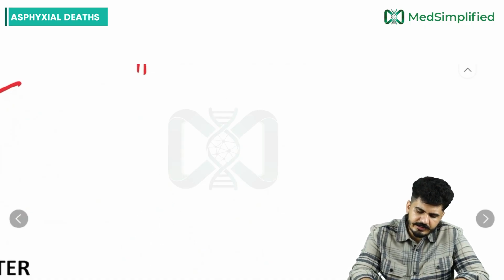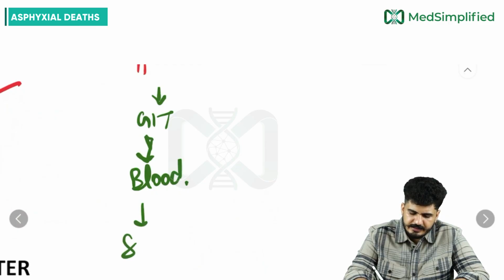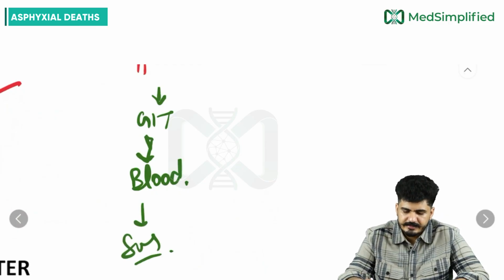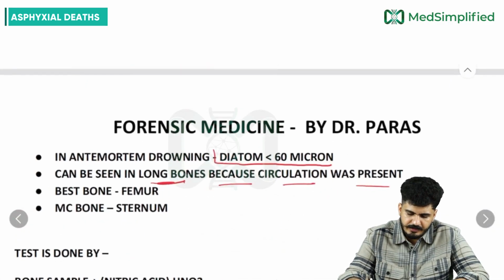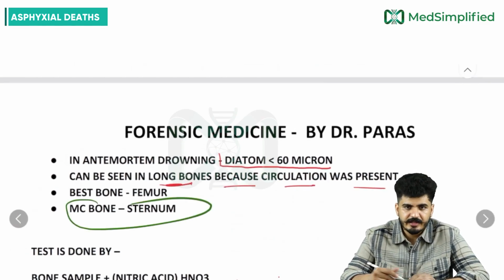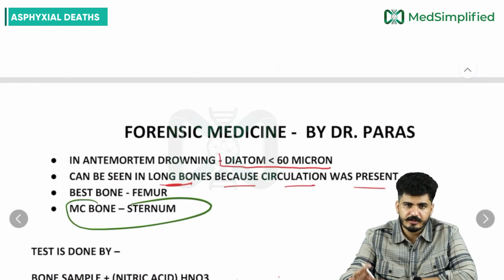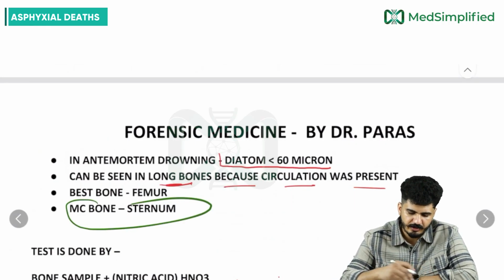Other method, how can it go, sir? It can go inside the GIT. From the GIT, it gets absorbed in the blood. From there, it can settle in the long bones, my dear friends. So the best bone is the femur and the most common is the sternum, where you can find the diatoms. Diatoms can only be present if it is antemortem drowning.